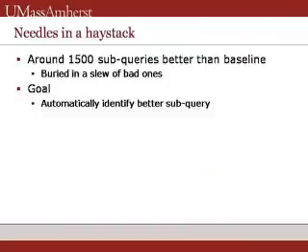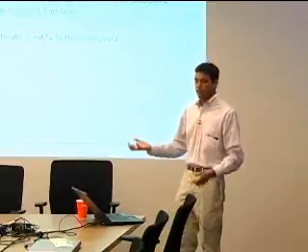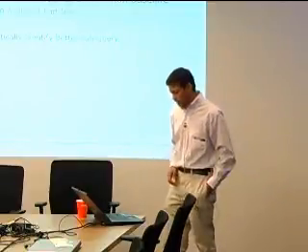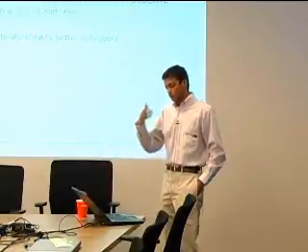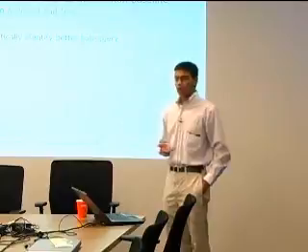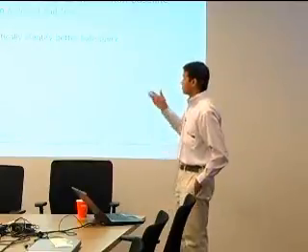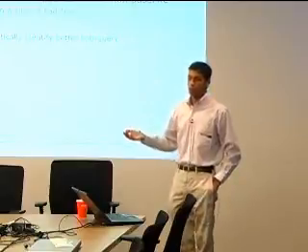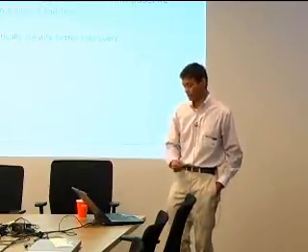So clearly there is great potential in doing query reduction. So, is there a way to automatically find these subqueries? To give you a sense of how challenging the task is, for the example that I gave you, there are around 1,500 subqueries that are better than the baseline. And that's buried in a slew of bad ones. There are close to 500,000 combinations out there, and we need to identify this small set from that.